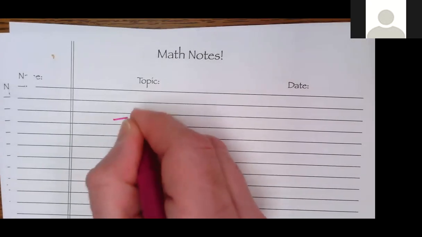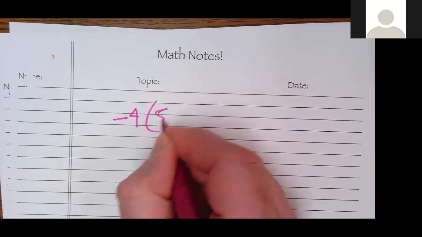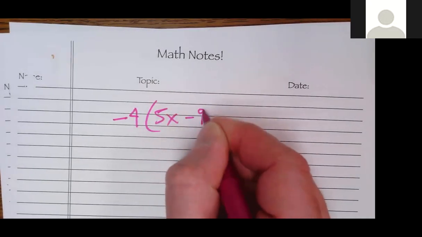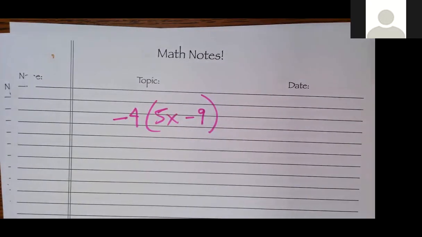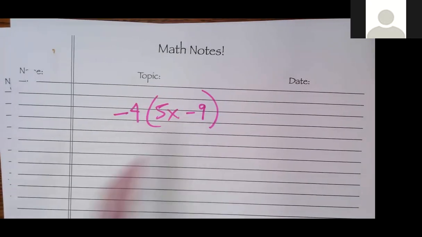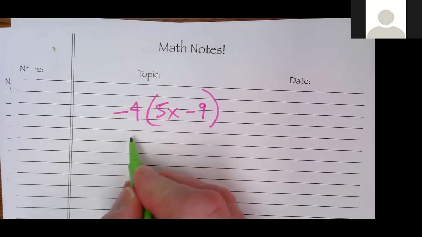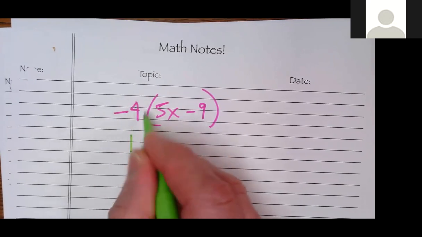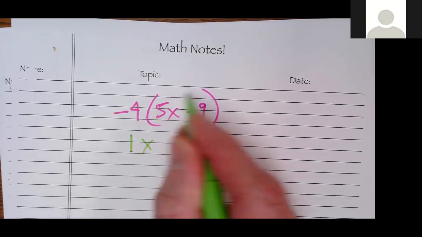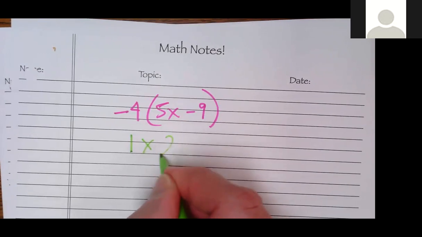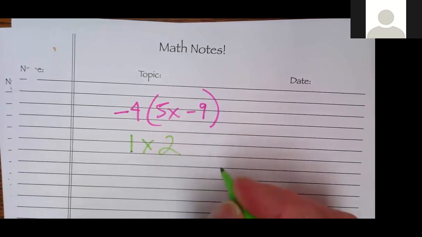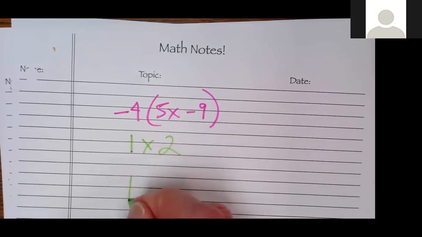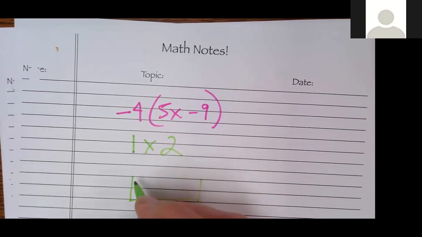Let's go -4 times 5x minus 9. All right. But look at this. How many terms by how many terms? That is a 1, because there's only one term. By how many terms are in here? 1 by 2. Say 1 by 2. So if I got a 1 by 2, that's my box. 1 by 2 here.